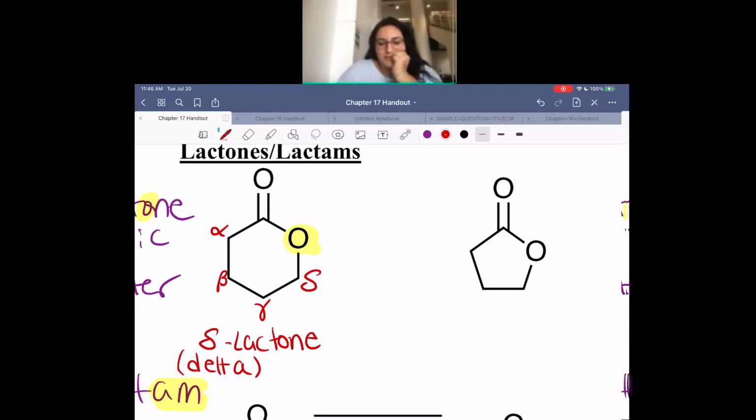So I'm going to point to a carbon and you please tell me what it's called. This one. Alpha. This one. Beta. This one. Gamma. Exactly. So this is going to be called a gamma lactone.